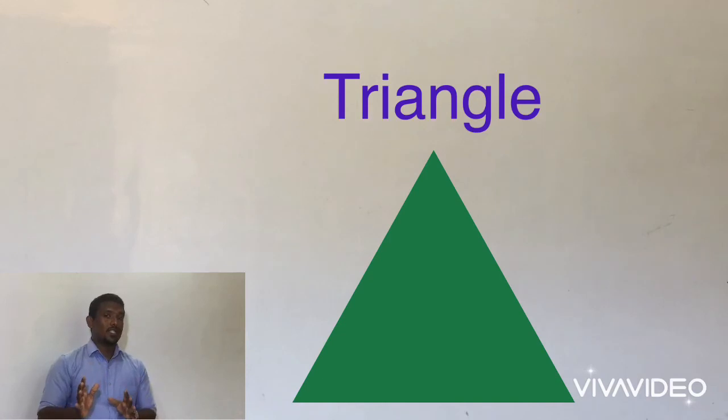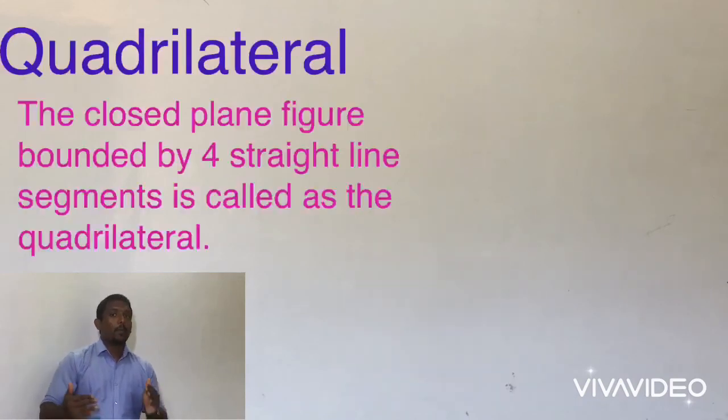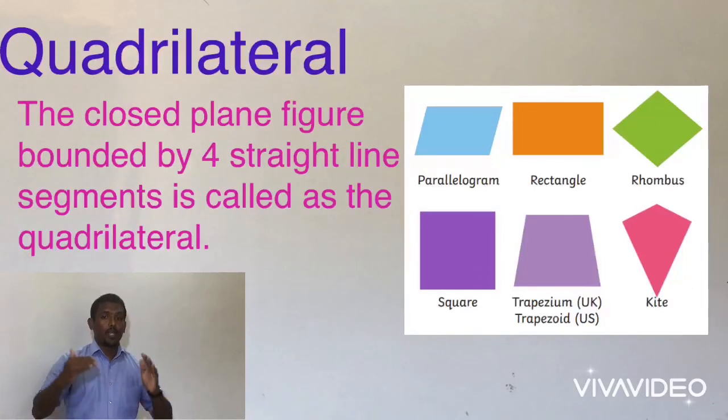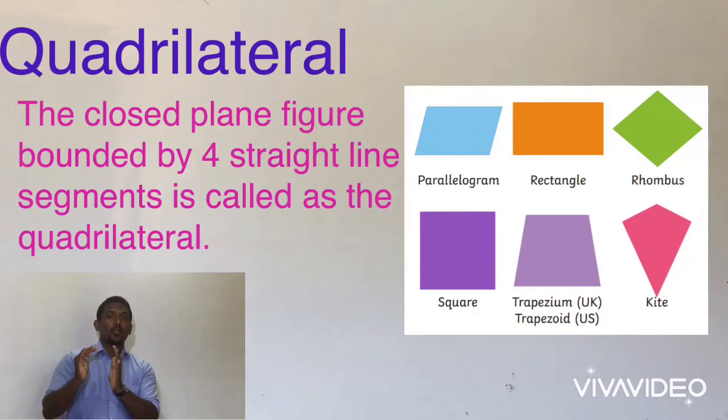Now earlier we discussed that by joining three such line segments we get one figure, called the triangle, right? By meeting four straight line segments together, it makes the figure with four straight line segments, known as a quadrilateral. What is a quadrilateral?